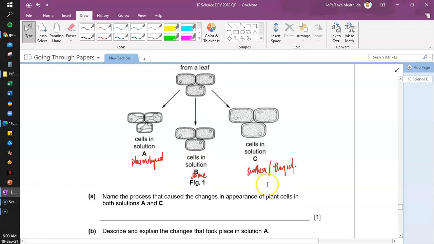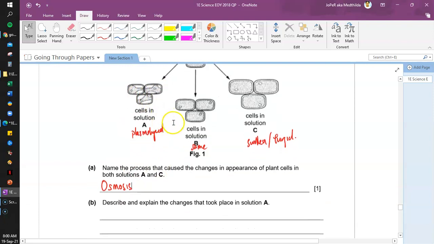Name the process that caused a change in appearance of the plant cells in both solution A and C. For the plant cell to become plasmolysed, swollen, or turgid, the only process that can cause all this to happen is osmosis, because there is a change in the water molecules within the cell. It's either moving in or moving out.